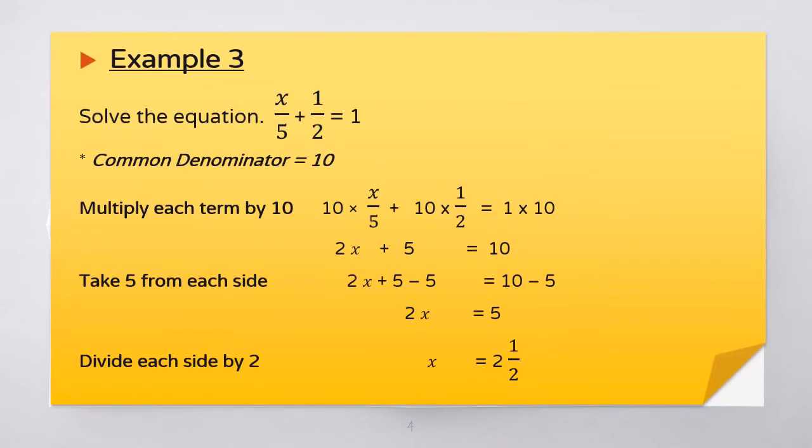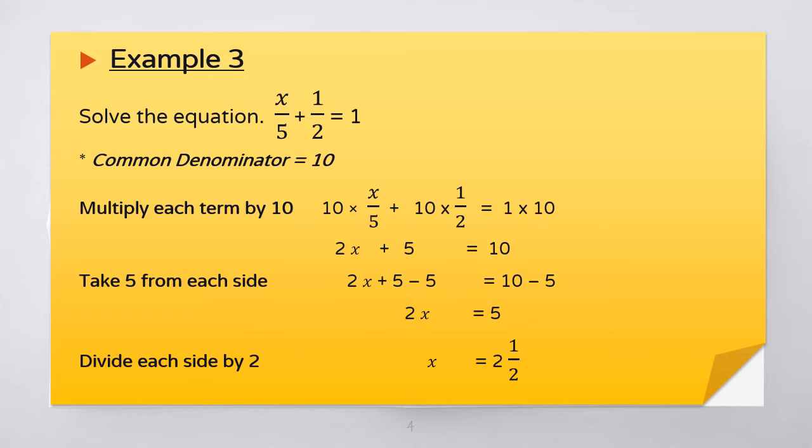We are moving on to example 3. Solve the equation x upon 5 plus 1 upon 2 equals 1. Here in the left hand side we can see two fractions. Therefore, the first step is coming up with the common denominator. For 5 and 2, the common denominator is 10. Then the next step is multiply each term by 10. Multiply each term by the common denominator.